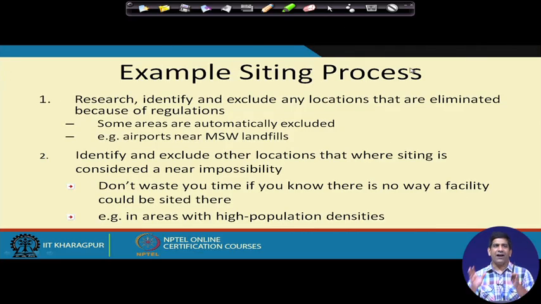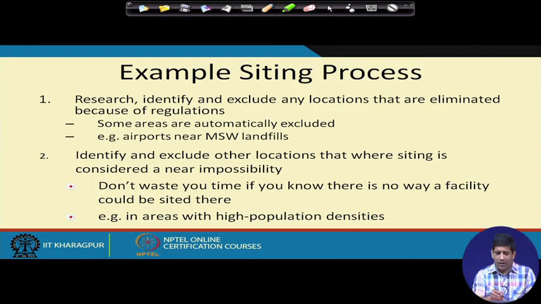In the siting process, we start first by researching, identifying and excluding any location that is eliminated because of regulation. Earlier we talked about the regulation requirements in the previous video. So first of all, for the town of Kharagpur, say we have 5 or 6 locations in mind. If I'm the solid waste engineer of the town, or the public health person or the BDO, whoever is in charge, they know what sites can potentially be used. So they say, okay, we have site A, site B, site C, site D. All those sites go through the regulatory requirements. If some of these sites do not meet the regulatory requirements, that site is struck off straight away.